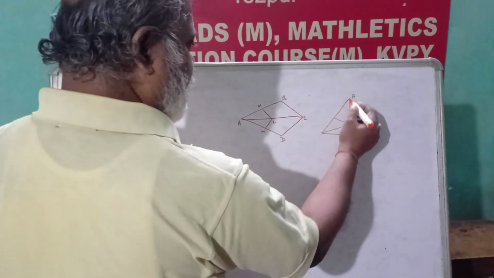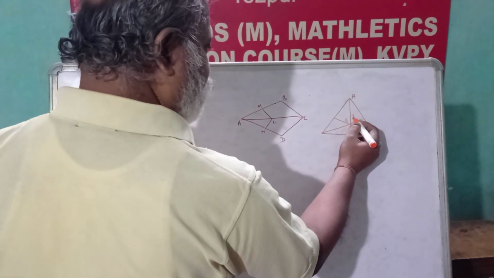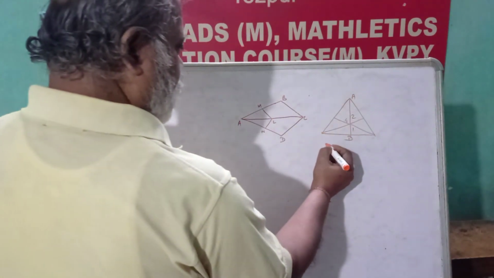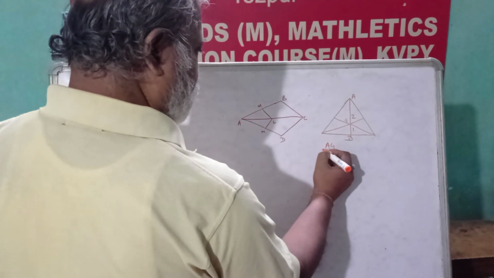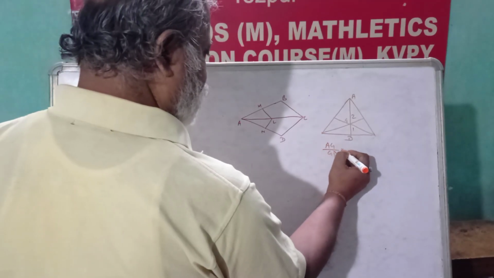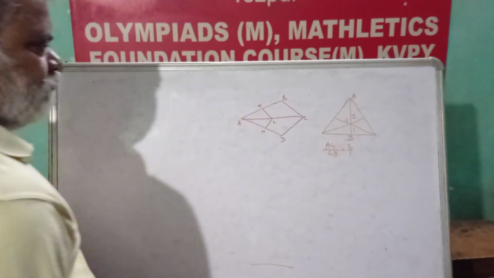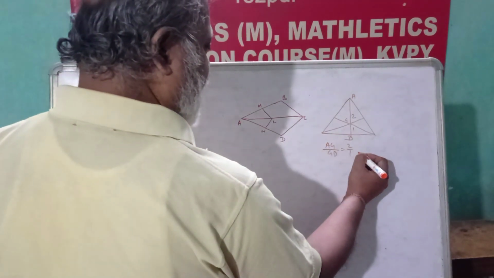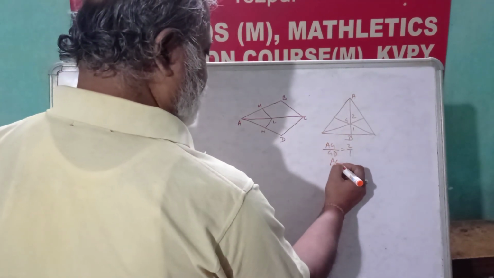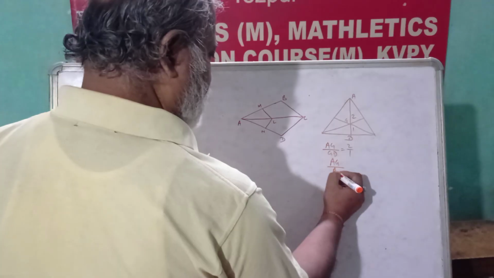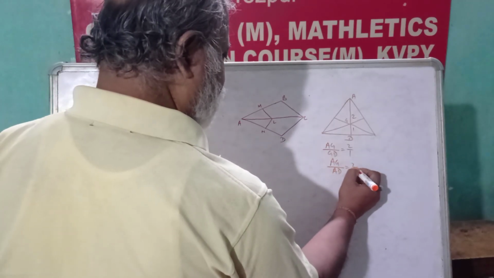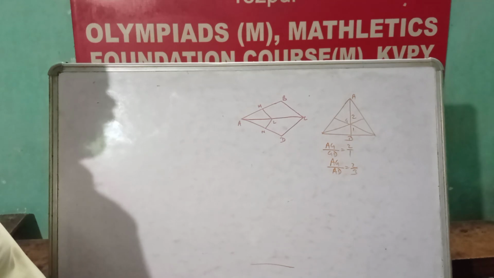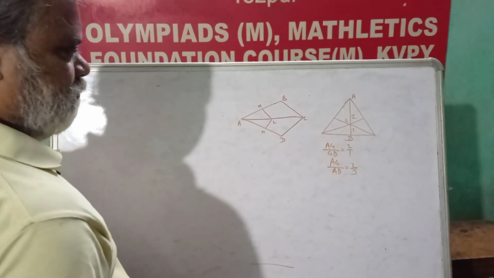And this centroid divides this median in the ratio 2:1. So AG by GD is equal to 2 by 1. Now, again, we can write directly here that AG by AD is equal to 2 by 3. This is 2 by 3. We can write it directly.